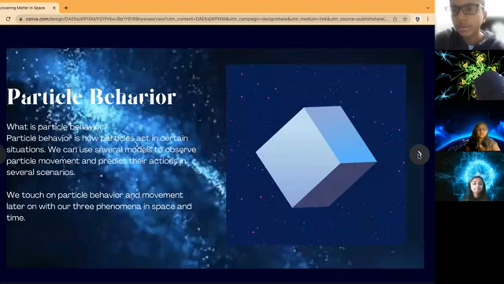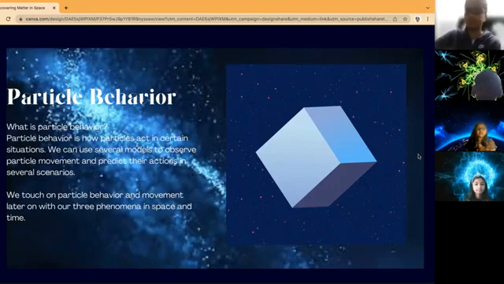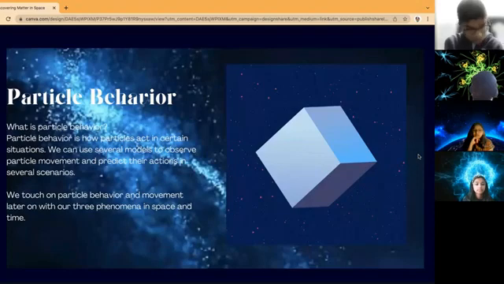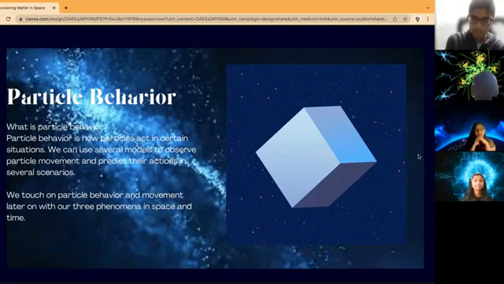And now I'm going to hand it over to my friend Joshua. So our next slide is particle behavior. But you're probably wondering, what is particle behavior? Well, particle behavior is how particles act in certain situations, which we can make many different models to try to see how the particles move around, and we can try to predict their actions in these scenarios. And we touch on particle behavior and movement later on with our three phenomena in space and time.